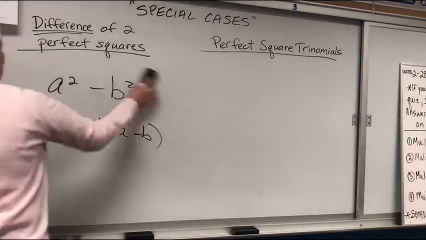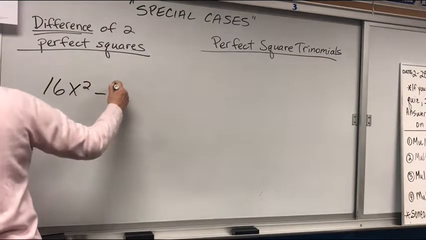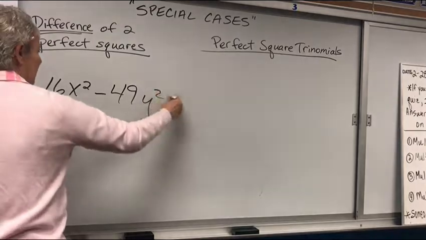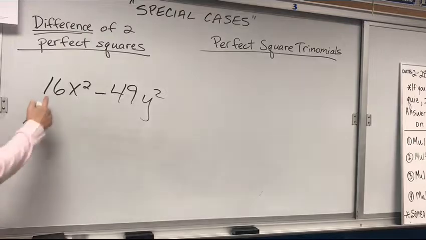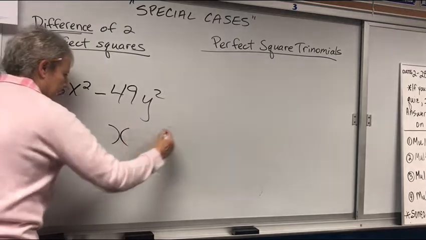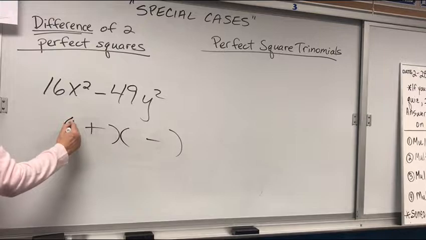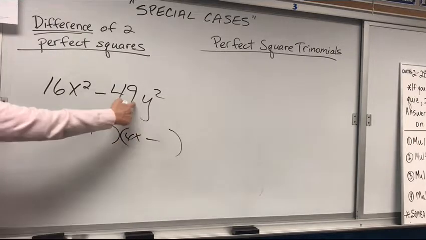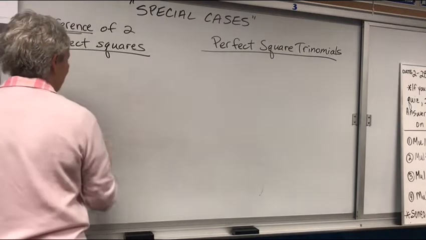This will be the hard one. How about 16 x squared minus 49 y squared? First of all, is there a GCF? No. Is this a perfect square? Yes. Is that a perfect square? Yes. One's plus, one's minus. I always start like that. Square root, 4x. Square root, 7y. One's plus, one's minus. You with me? Yeah.